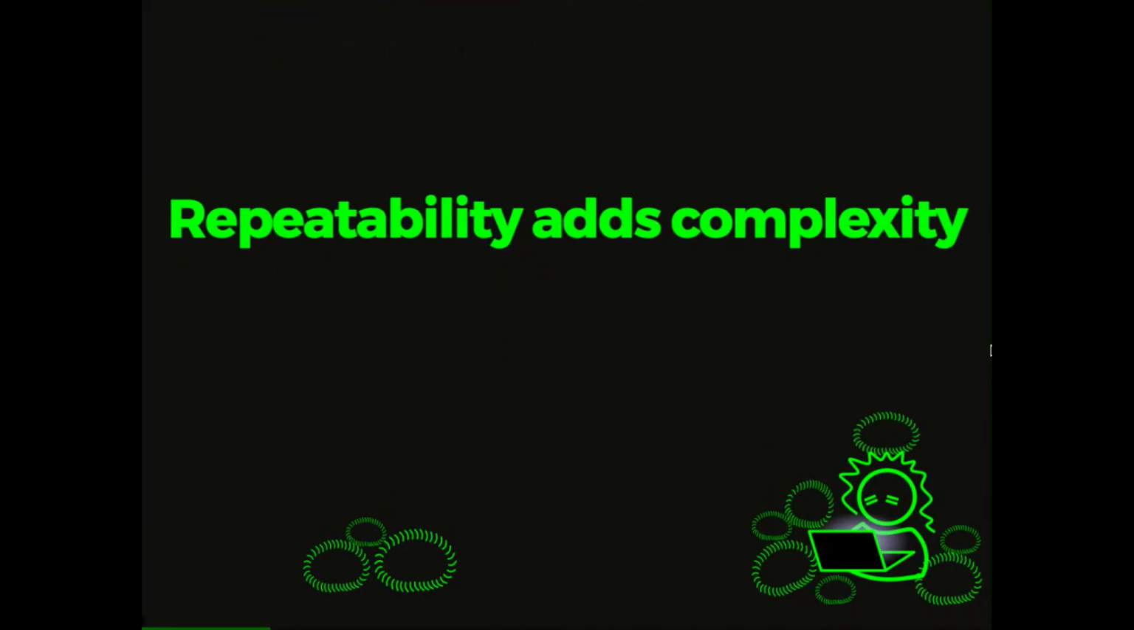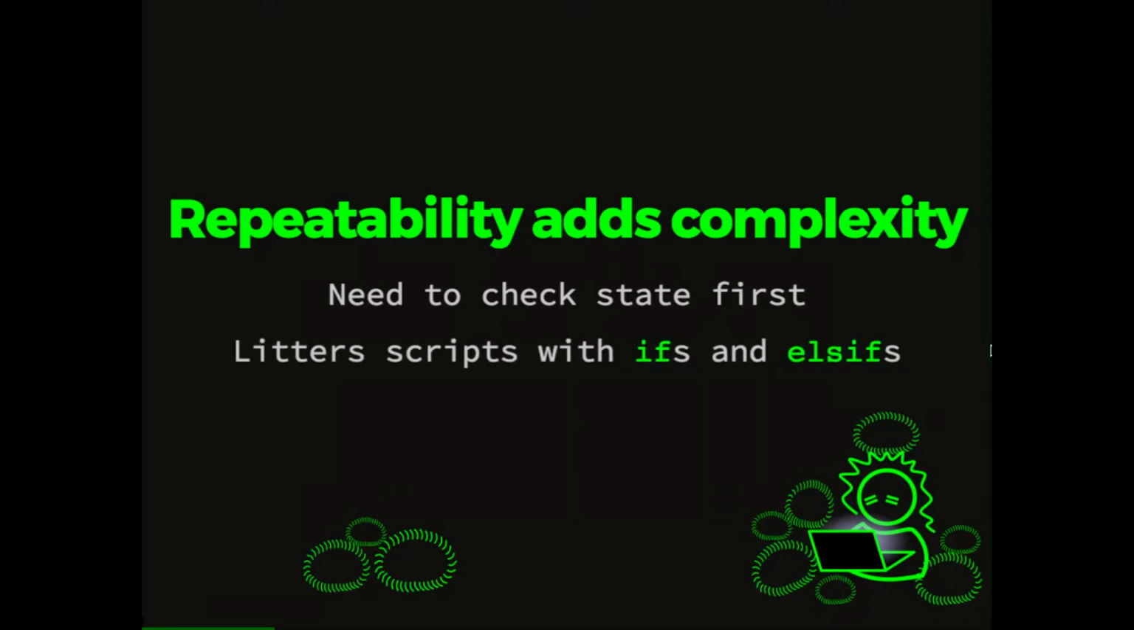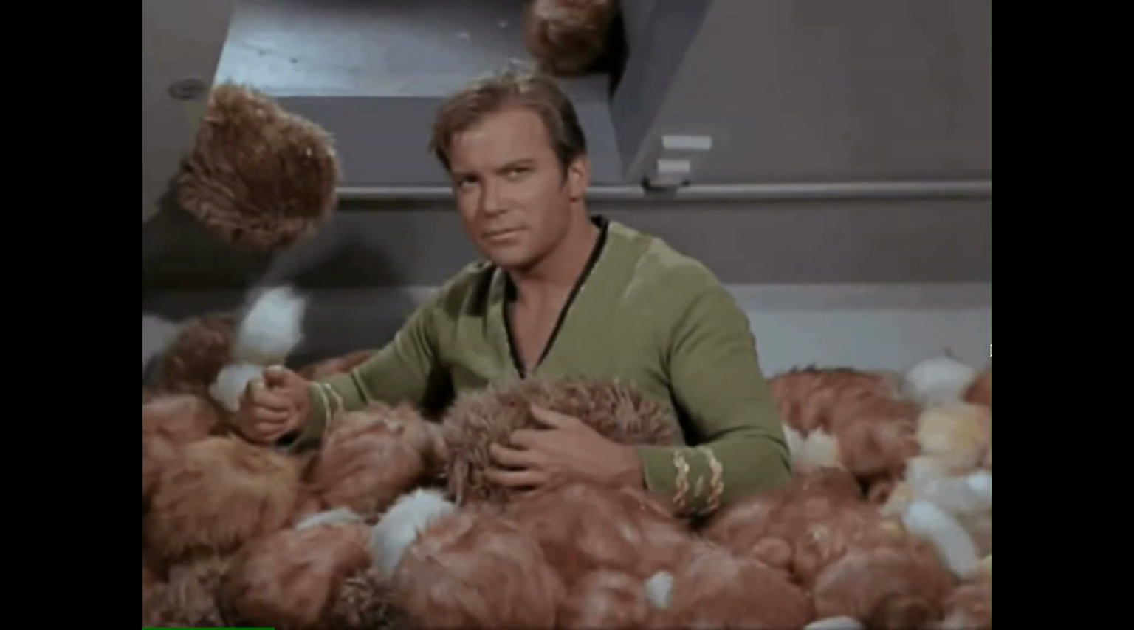Then we have to worry about repeatability after that. So you need to check the state first. What if your script makes a directory, calls mkdir? And if you don't check if that directory doesn't exist first, the second time you run your script, it will fail. And now you have to litter your script with ifs and elses. And you're starting to go, geez, there's just so much stuff. And this is just no better.